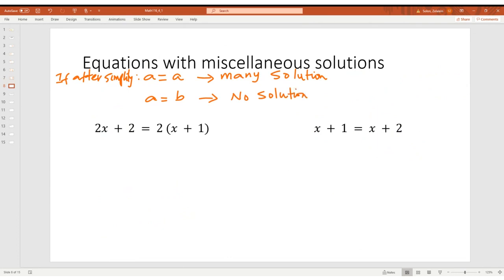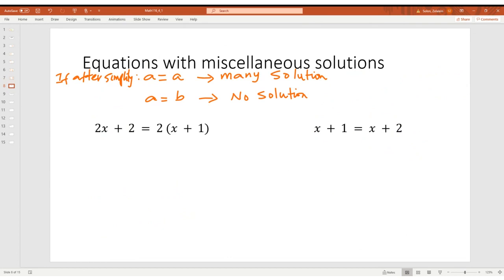Okay, so I have two examples for that. Now, what I do is you just follow the steps we have been doing, and at the end, you'll get expressions without a variable. So you get a number equals another number. If the two numbers are equal, you have many solutions because it is a true statement. It will be always a true statement. Any real number will give you a true statement. If the two numbers are not the same, any real number will give you a false statement. Okay, let me show you these two examples.